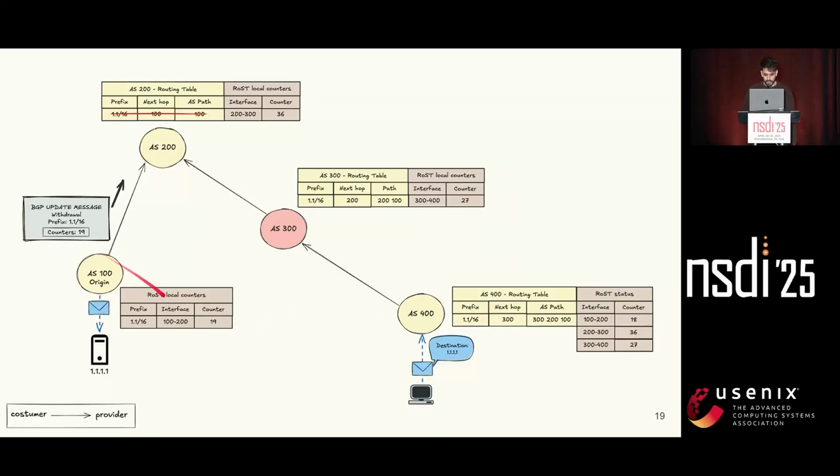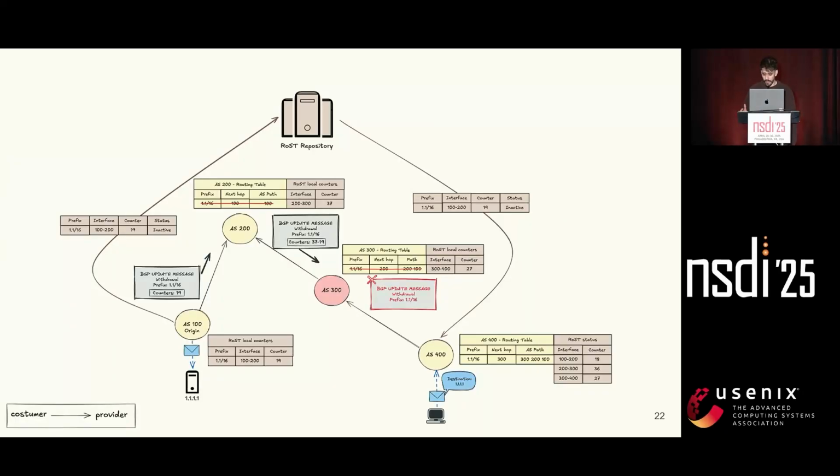So the same thing: it increments the counter and adds it to the withdrawal. AS200 increments it, adds it to the withdrawal. And AS300 fails to send this withdrawal message.